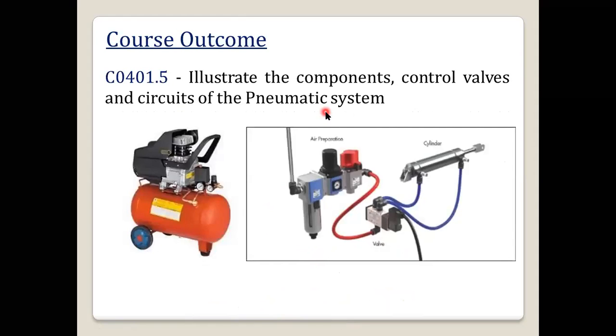So if we come to the course outcome, it is to illustrate the components, control valves, and circuits of the pneumatic system. Okay, so we have to illustrate the components, control valves, and circuits of the pneumatic system.